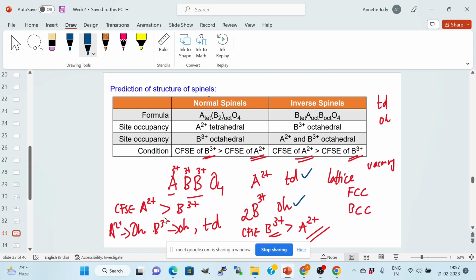Now, if CFSE of A2 plus is larger than B3 plus, in that case, as I said, A2 plus will occupy the octahedral site, but there are two B3 plus, right? So one B3 plus will occupy octahedral, the other will occupy the tetrahedral. That is the change. So essentially, we have to look at the CFSE of both B3 plus and A2 plus to understand if the spinal has a normal or inverse structure. We will solve some examples, then it will be much more clear.